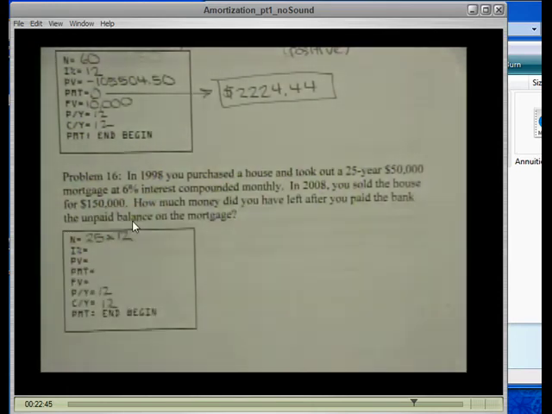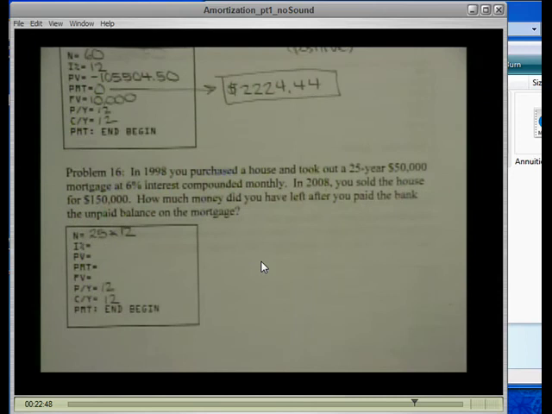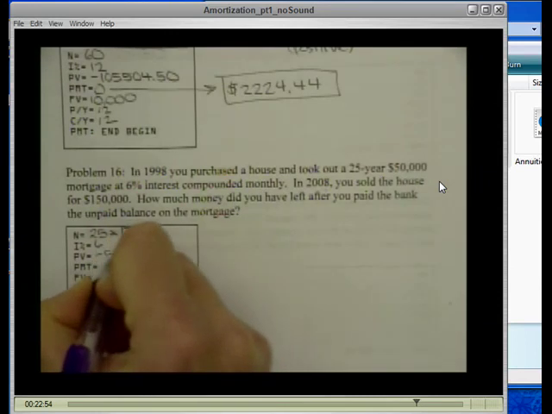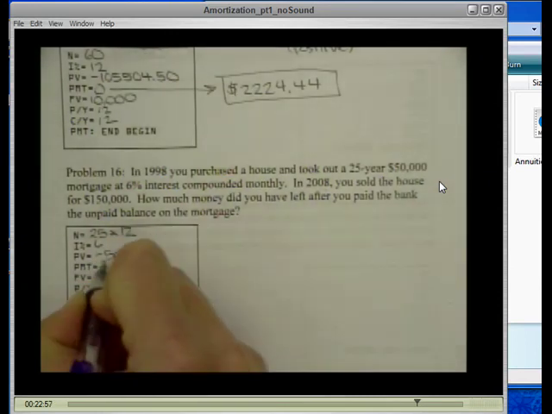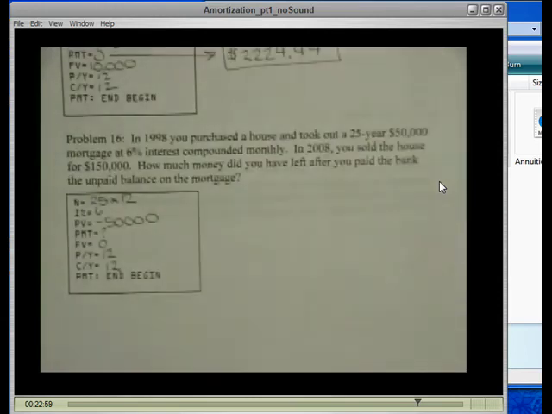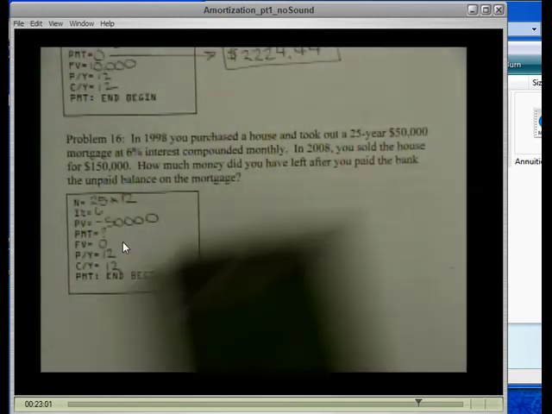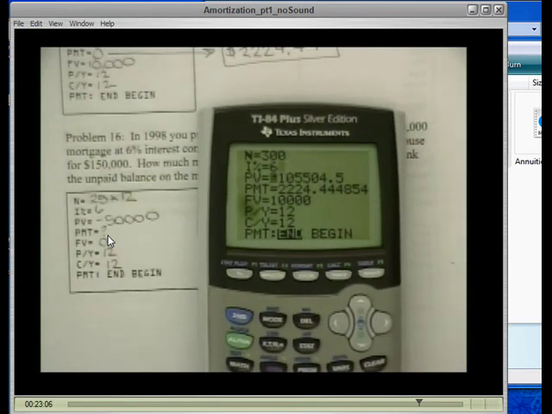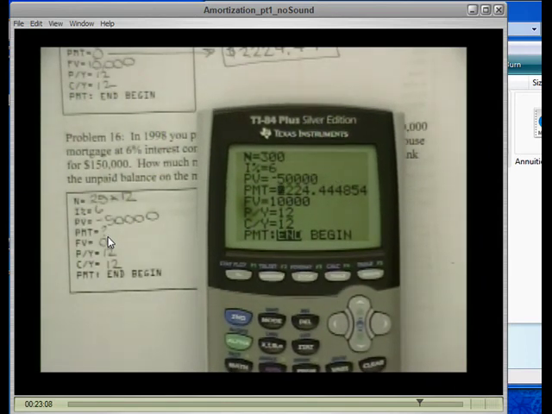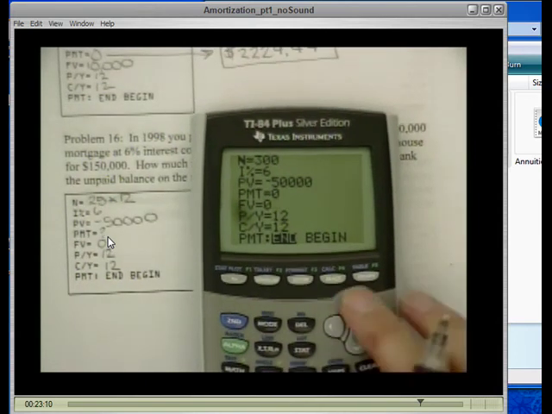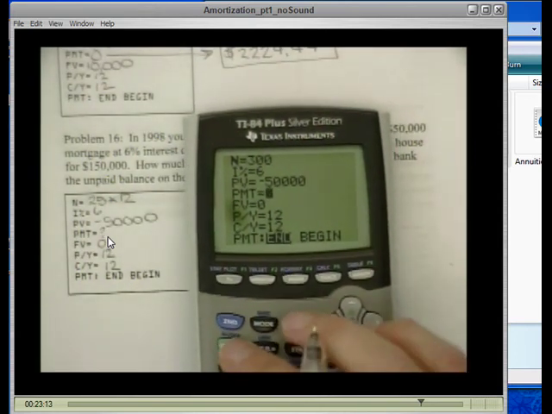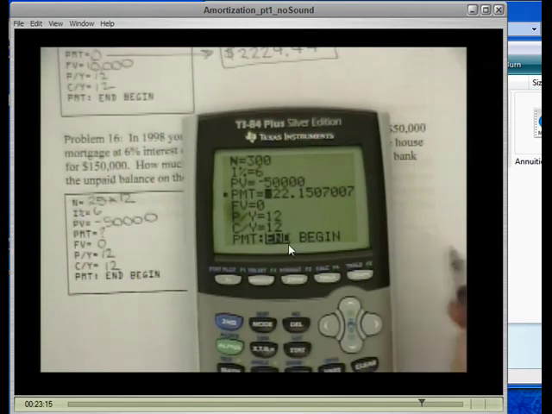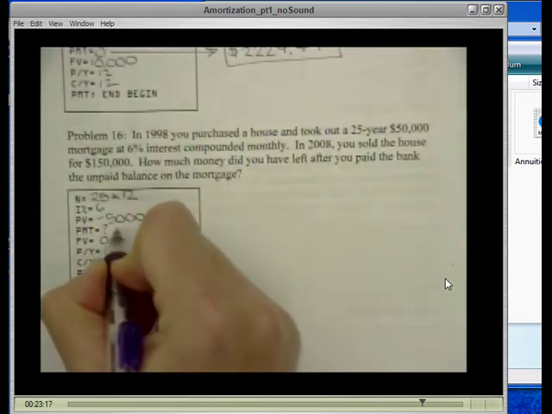The interest rate, they tell us, is 6%. The PV, the loan amount was $50,000, so just make that negative. What we're solving for, you can put a 0 there. We don't want to owe anything at the end. And so go back up to payment, alpha solve. So $322.15 is your payment.